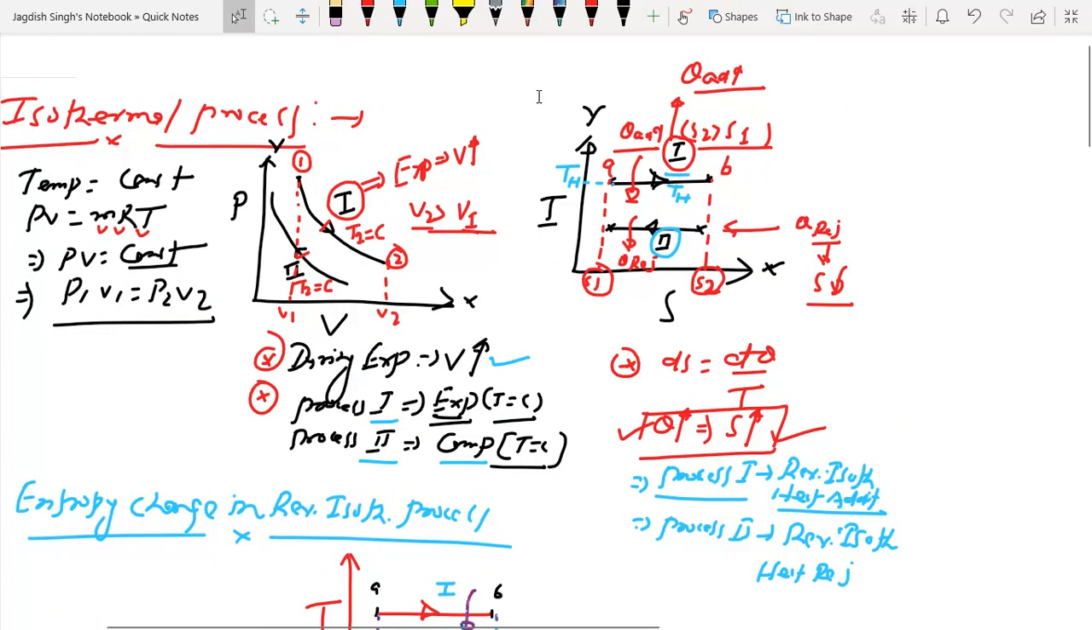We have already discussed in 2 lectures how the different processes can be plotted on both PV and TS plots, that means graphical representation of different processes on PV and TS plots, and entropy calculation of different processes. Entropy calculation for different reversible processes, right? In the next lecture, I will discuss some numericals based on this one.